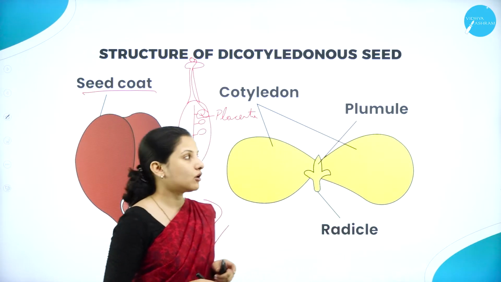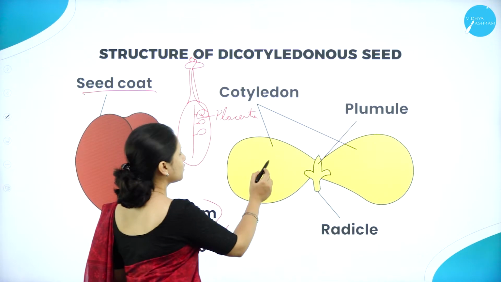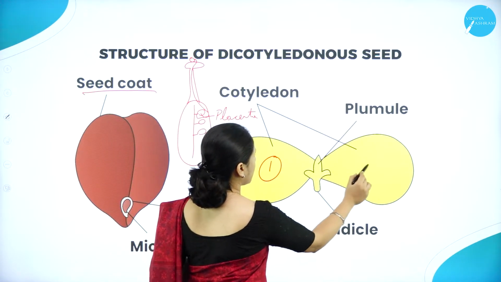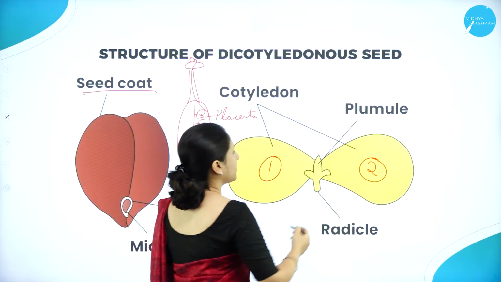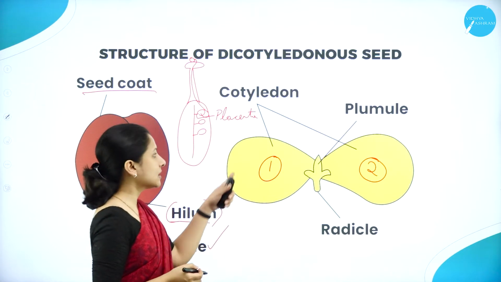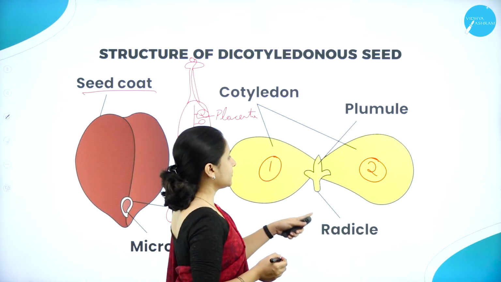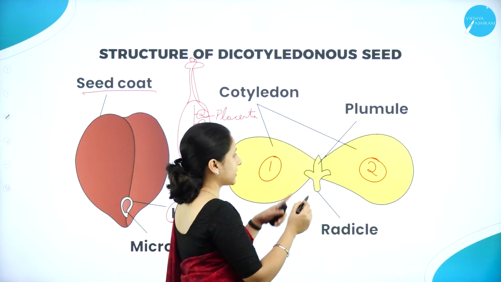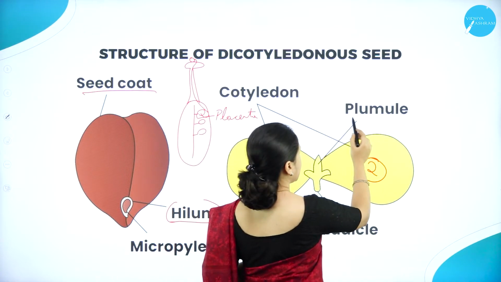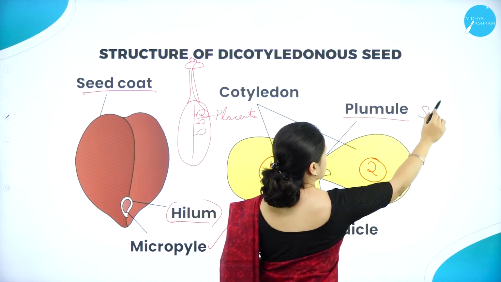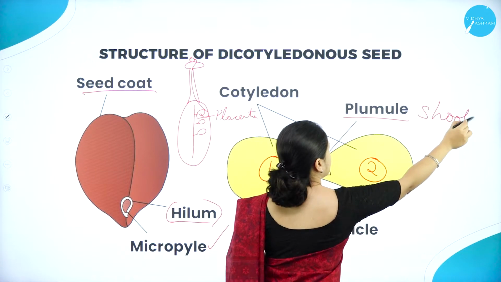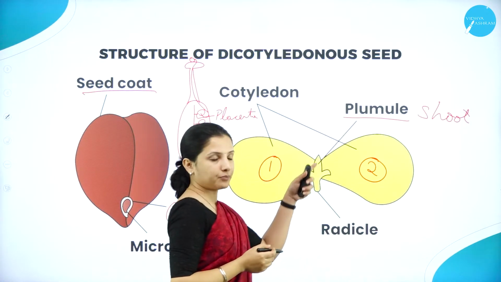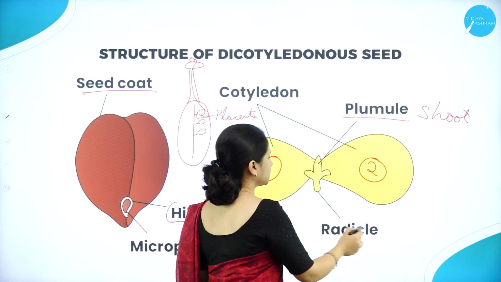Now, dicotyledonous seeds have two cotyledons: cotyledon 1 and cotyledon 2. Apart from having two cotyledons, they have the plumule and the radicle. The plumule is present in the upper portion of the seed and it gives rise to the shoot. Shoot and leaf development takes place through the plumule, and the radicle gives rise to the root.